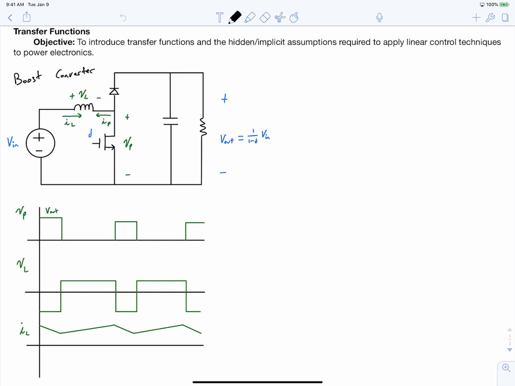The objective of this video is to introduce transfer functions and the hidden implicit assumptions that are required to apply linear control techniques to power electronics. The idea is that we want to be able to actively regulate the output voltage of our converters.